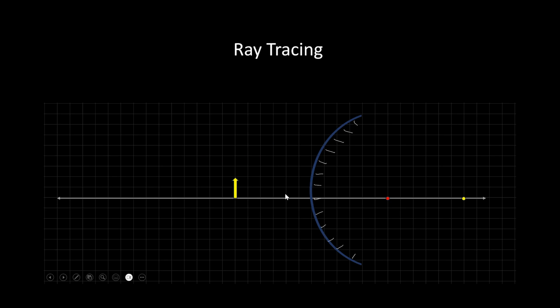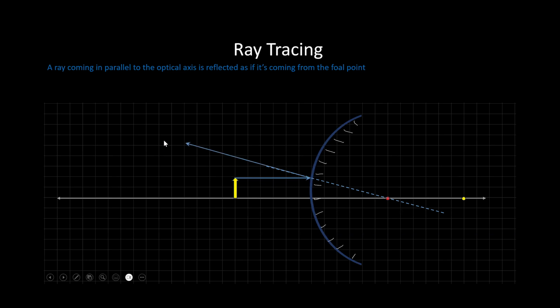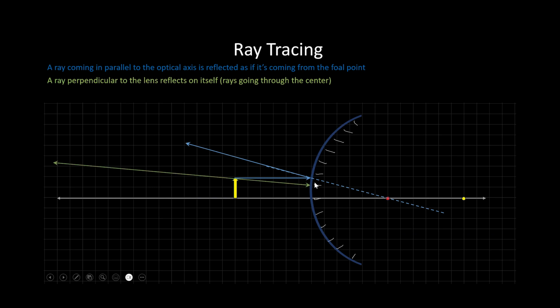Again, the main thing is those rays are a little bit different than the lens and then the concave mirror, okay? So again, a ray coming in parallel to the optical axis, like this one, reflects as if it's coming from the focal point, and it bounces back. A ray perpendicular to the mirror right here will go through the radius and bounce back on itself. That's what a perpendicular ray is. And then a ray through the focal point, again, it's going to get interrupted by the mirror, but it's as if it's going through the focal point.